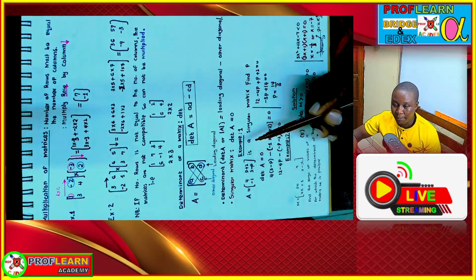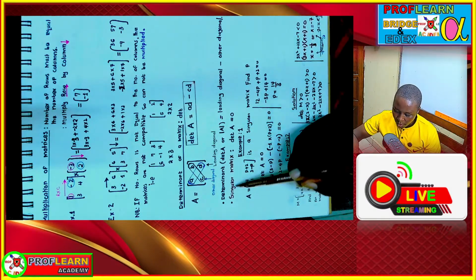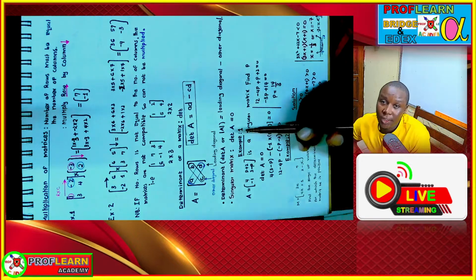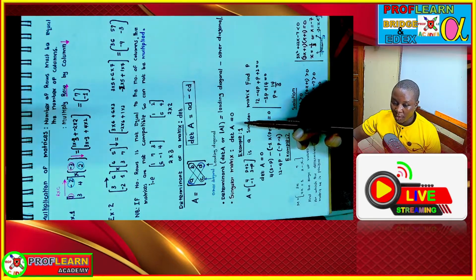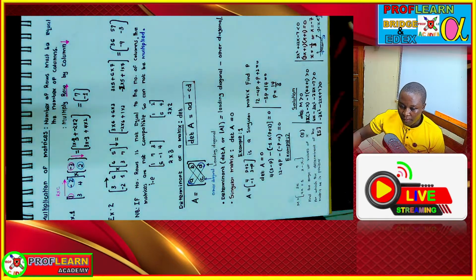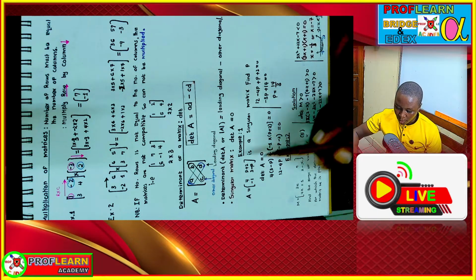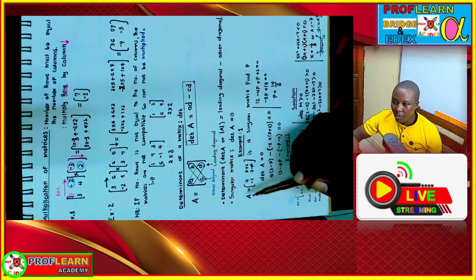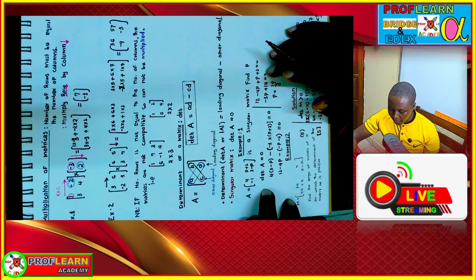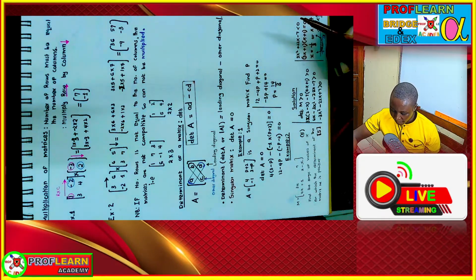So if the determinant of a matrix is 0, then that type of matrix is referred to as a singular matrix. So a singular matrix is a matrix whose determinant is 0, and we are going to see later that this type of matrix has no inverse. We are going to see how to go about that.